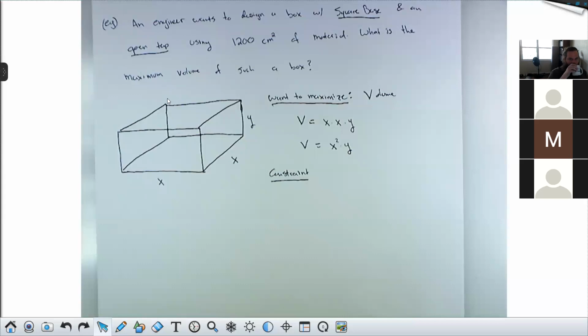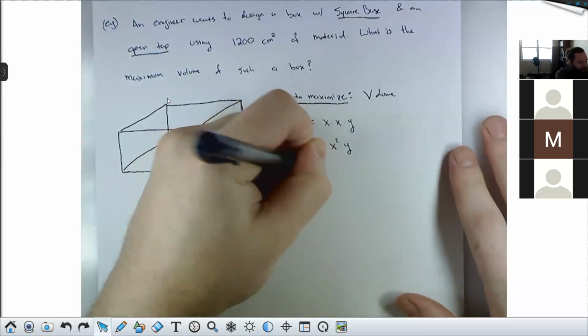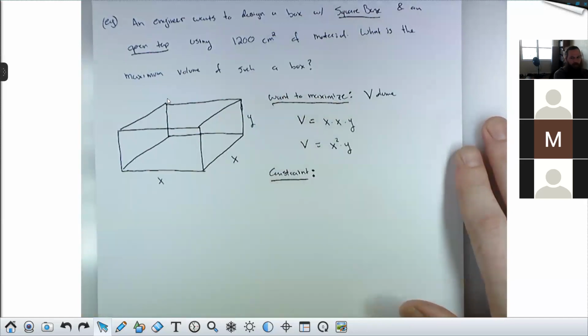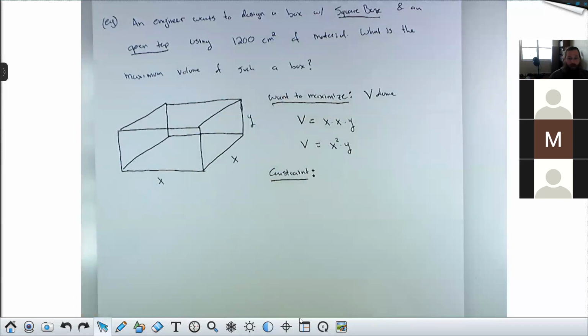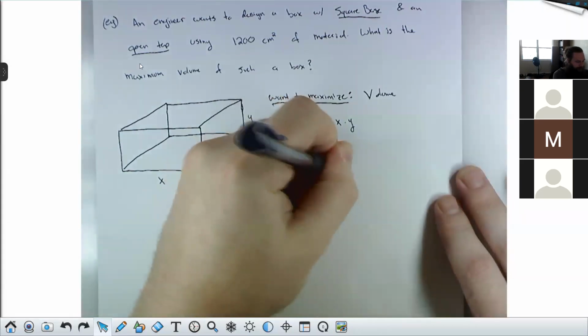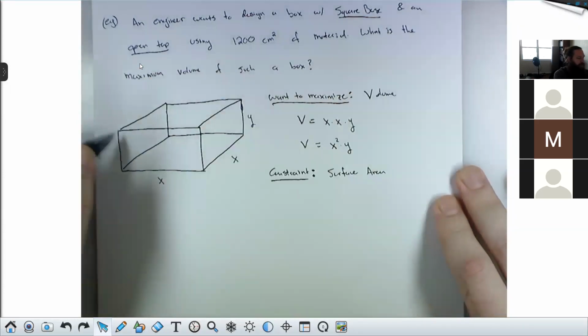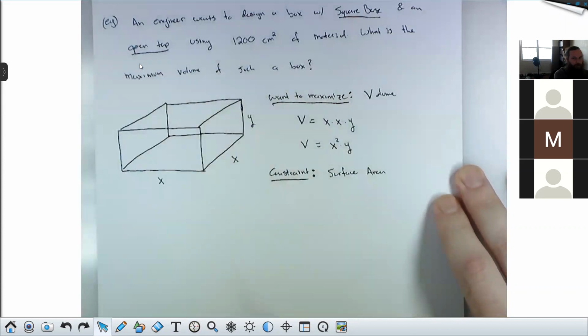Okay, so it's the 1200. What has to be equal to 1200? Volume. Sorry, that's not the volume. The volume is the thing I'm trying to maximize. The surface area. Right, because that's how much material I have to make this box.